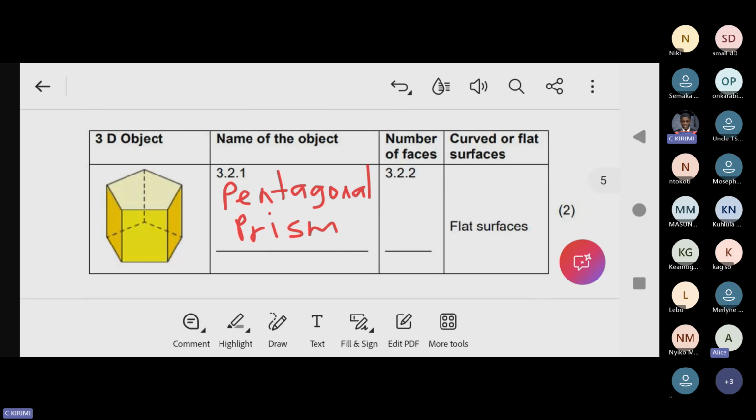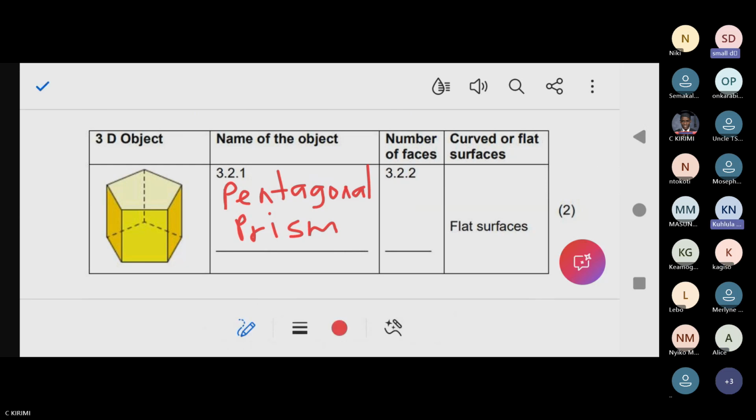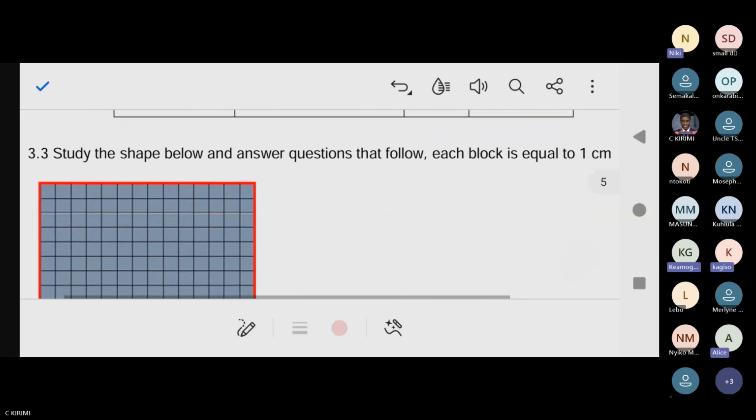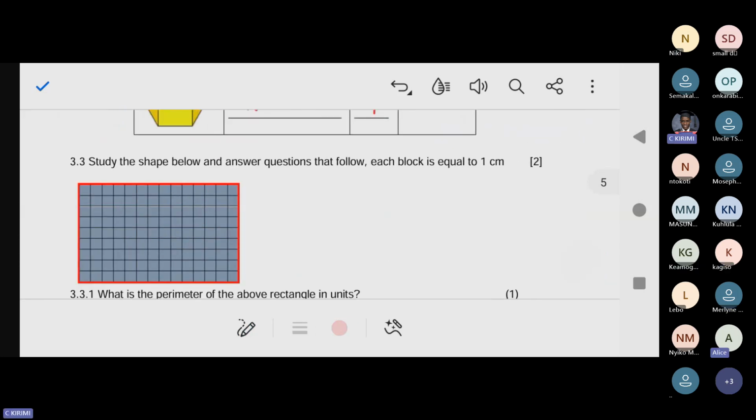So let's do number 3.22. Number of faces. 8 faces. So first you have 5 rectangles plus 2 pentagons. So 5 side rectangles plus 2 pentagons, 5 plus 2, it's 7. Yes, 7. All right.